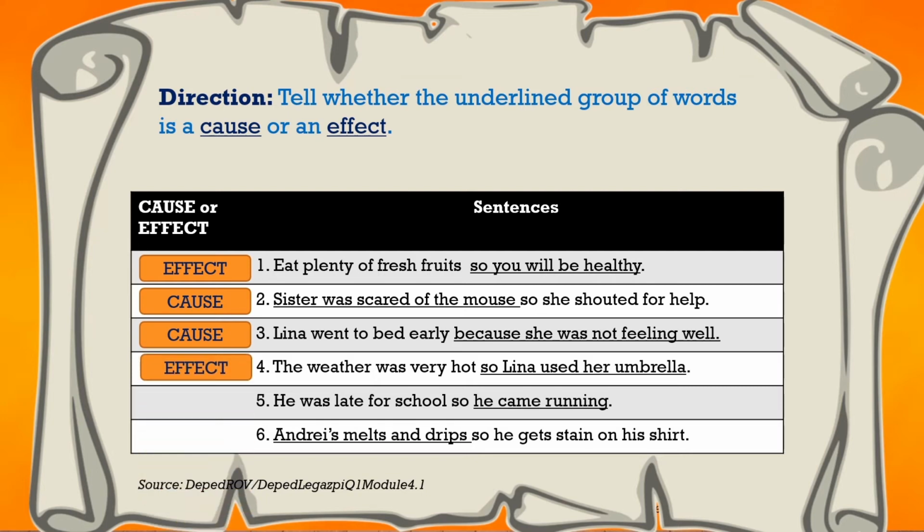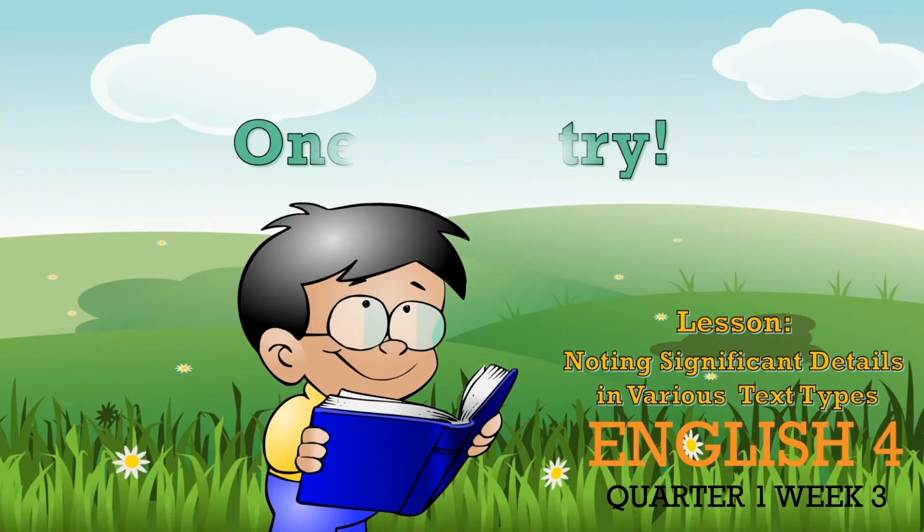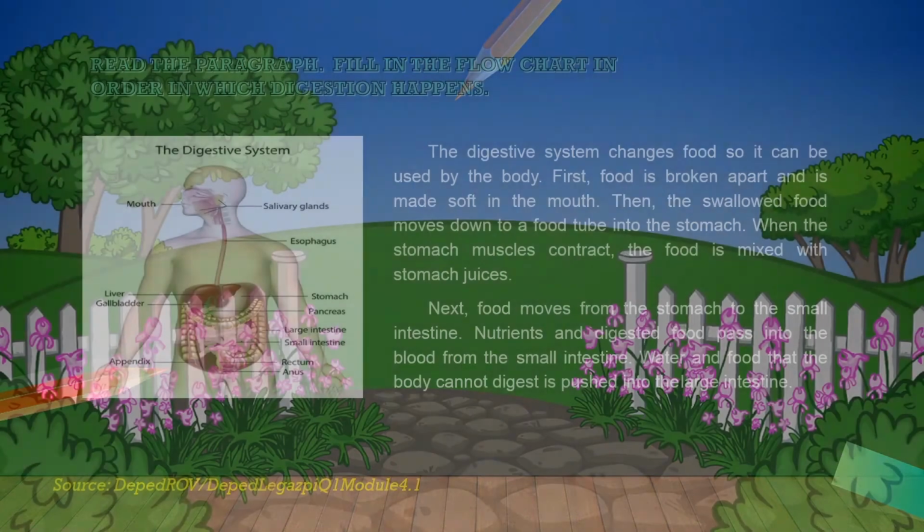Number 5. He was late for school, so he came running. The correct answer for number 5 is effect. Number 6. Andre's ice cream melts and drips, so he gets stain on his shirt. The correct answer for number 6 is cause. Congratulations, kids! You just did a great job!